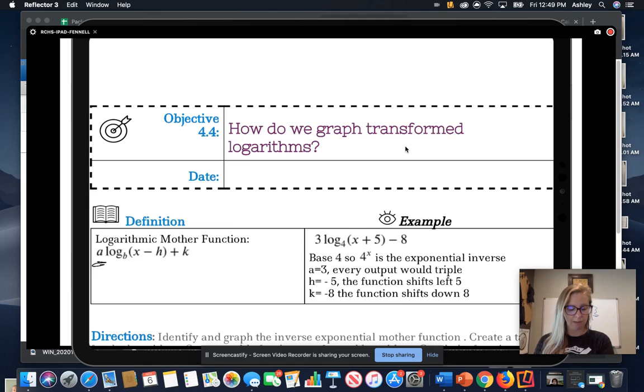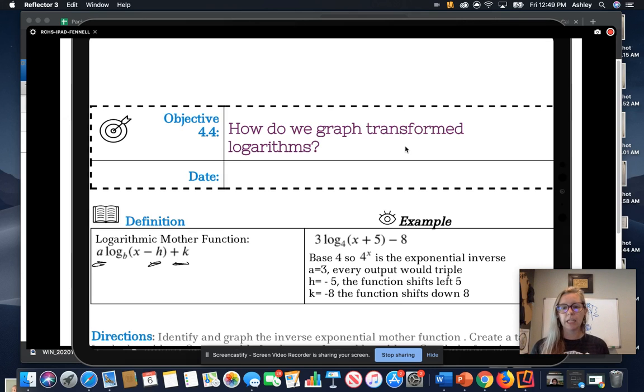logarithmic function. And then we have our h value that we, again, subtract from x. And then we have our k value that we add at the end. All of these things do the exact same thing that they have always done. So a is going to be able to stretch, compress, or flip our function, reflect rather. And h will shift us left and right, and k is going to shift us up and down.